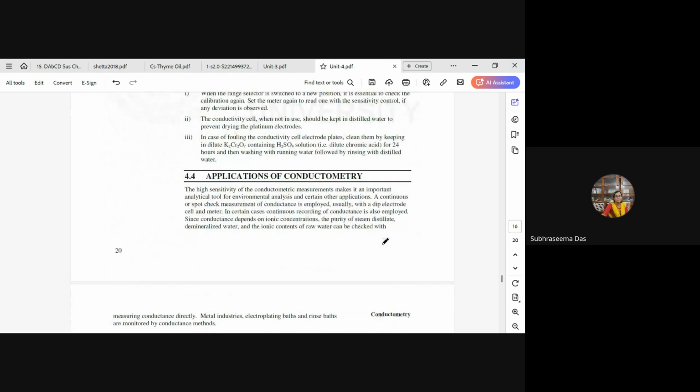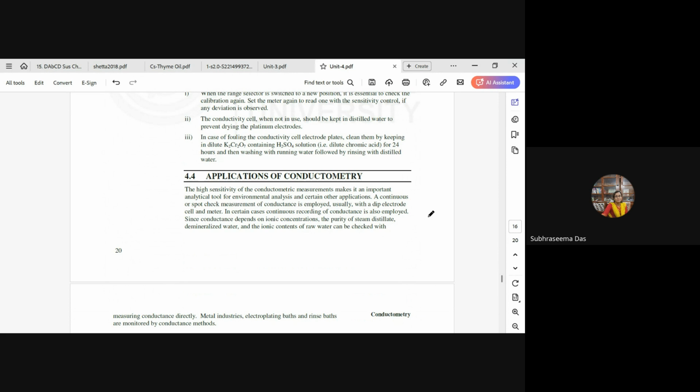Now coming to applications of conductometry. The high sensitivity of conductometric measurements makes it an important tool for environmental analysis and other applications. A continuous or spot check measurement of the conductance is usually employed with a dip electrode cell and meter. In certain cases, continuous reading of the conductance is also employed.